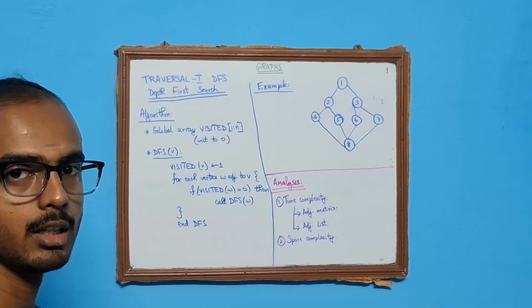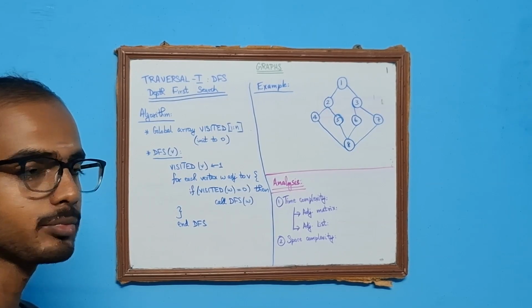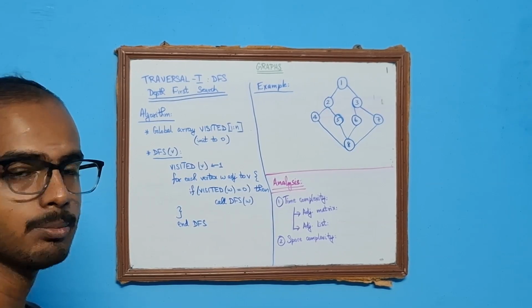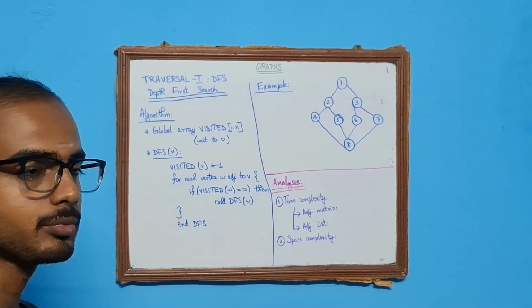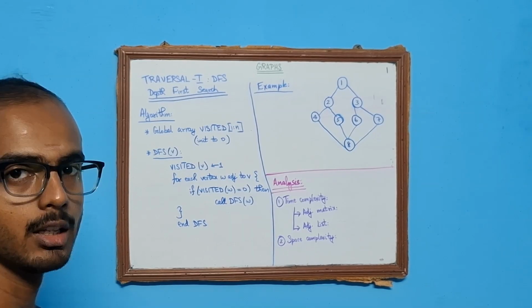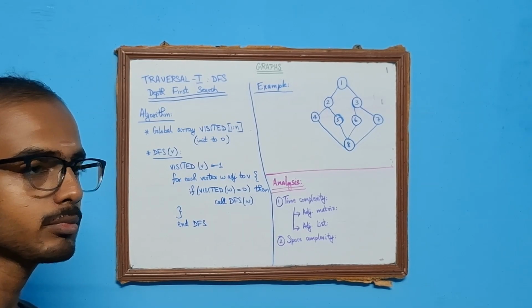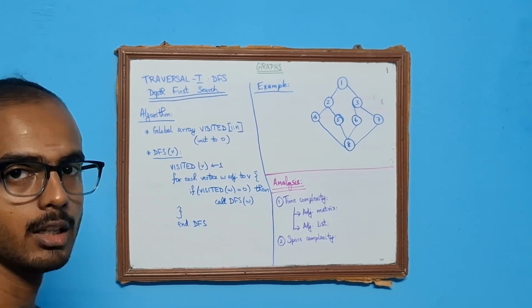Okay. Next, 4 is adjacent to 8. So there is only one possible case that I can consider here, DFS of 8. I'm going to call DFS of 8 because the visited array of 8 is 0, because we have not visited it. We have not printed the output here. It's not visited. So again I'll call DFS of 8. Now it will go inside. Now in DFS of 8, that visited array will become 1, and now I'll print the value 8.